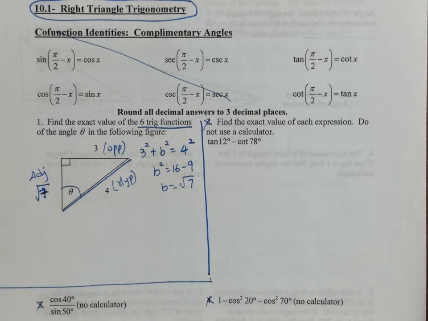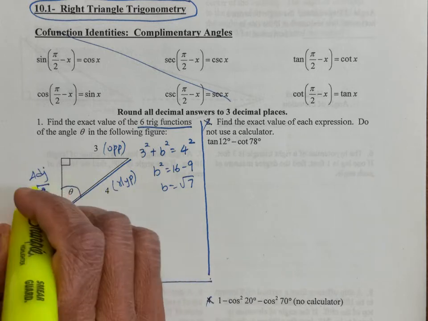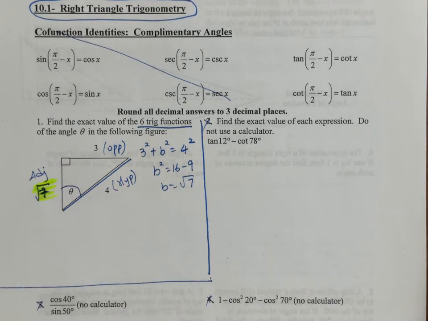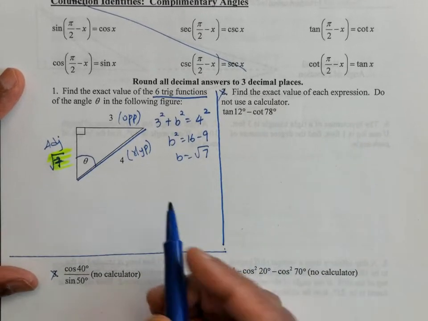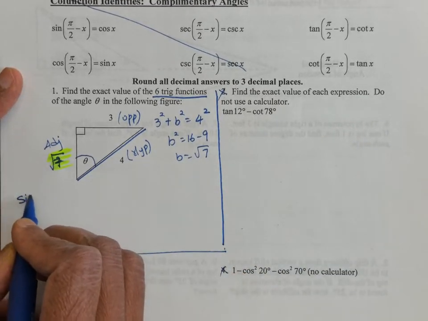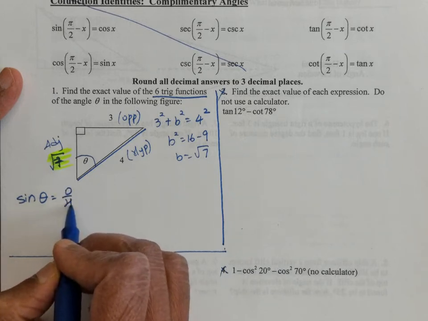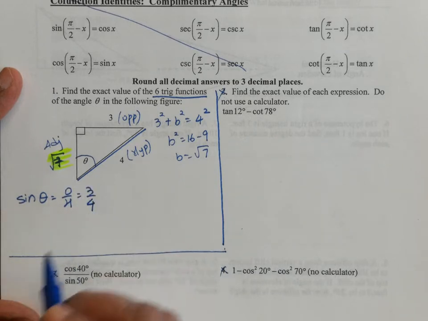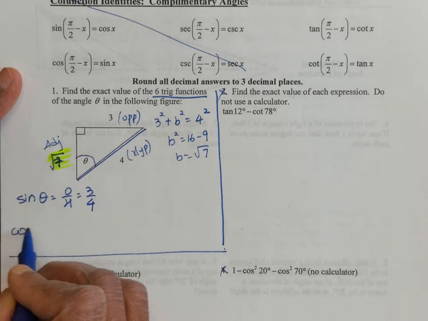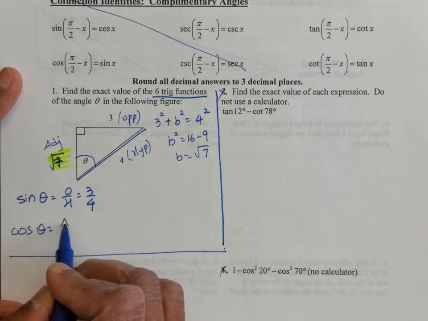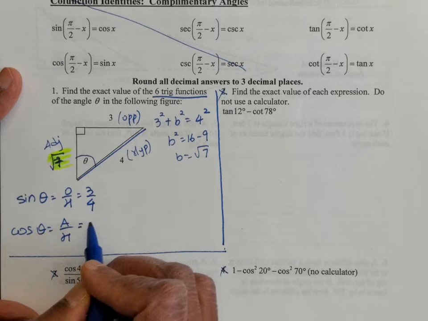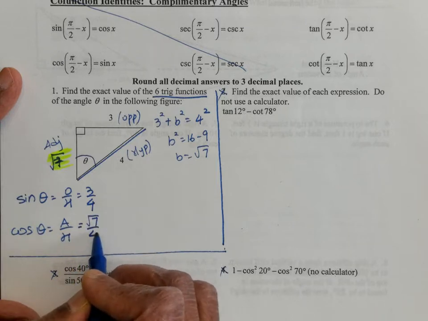So this is what I just found. Now we're ready to write. Now that we have all 3 sides, we should be able to write our trig functions. So sine theta. What do we know about sine theta? Opposite over hypotenuse. Therefore, it is 3 over 4. Cosine theta is adjacent over hypotenuse. Therefore, it is square root of 7 over 4.